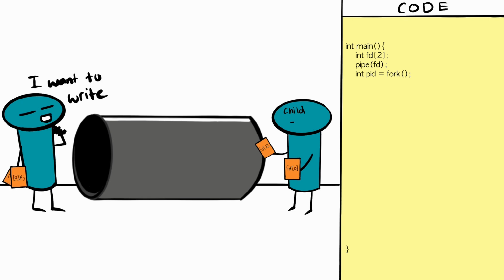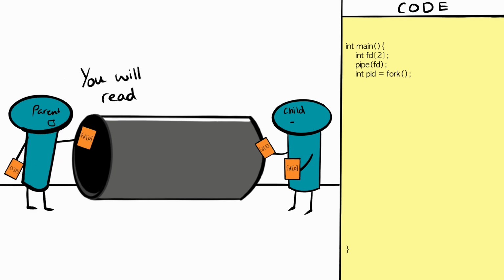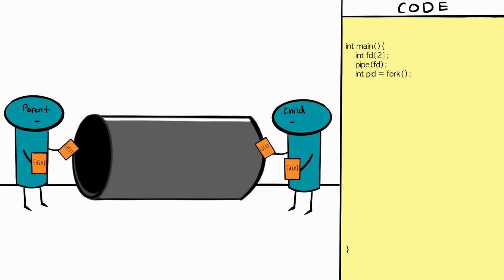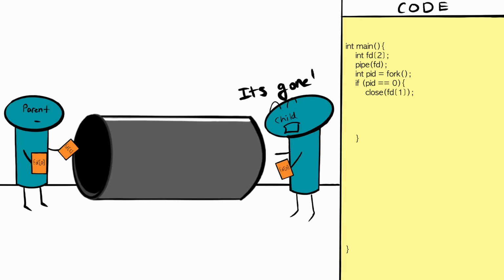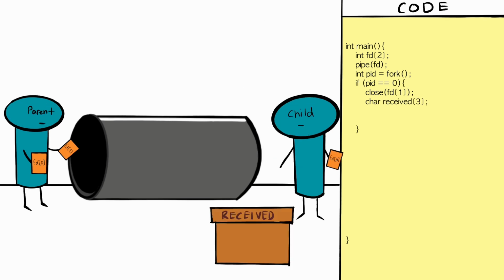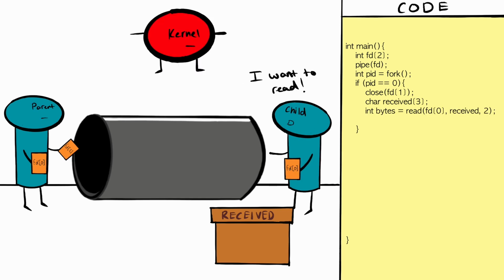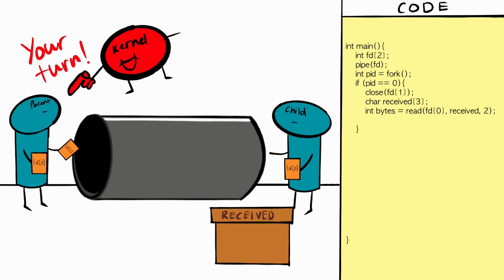For this example, let's say we want the parent process to write something to the child process. We will write the code for the child process first. Revoke the child's rights to write something by closing its write file descriptor. Create a buffer named received, which will store the message received from the pipe. Until the parent writes something, the child will be plugged in the read system call. So at this point, the OS would probably switch to the parent.